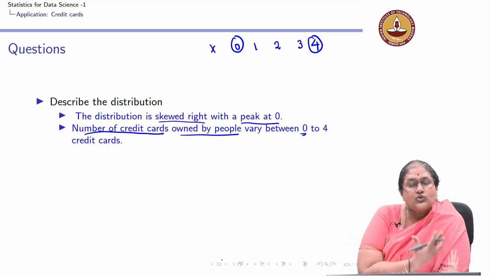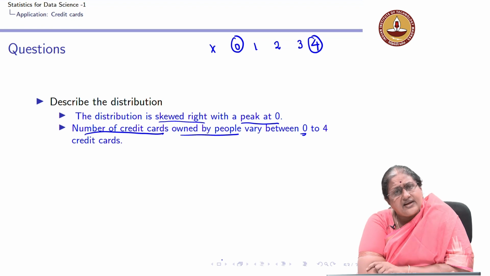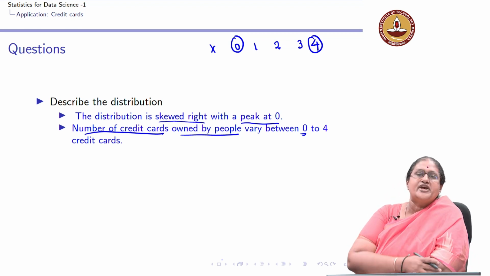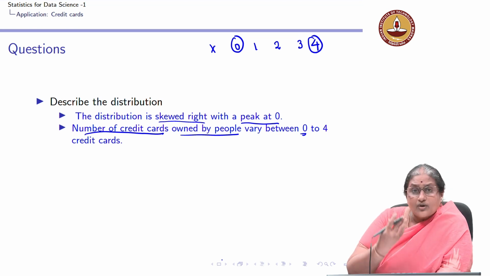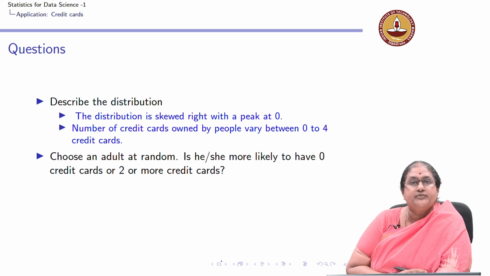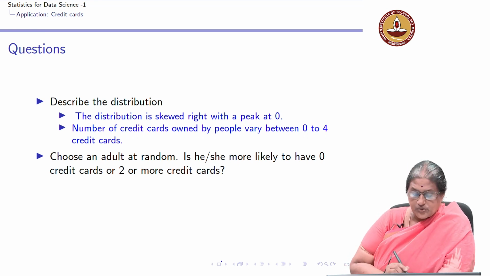So, now let us use this information to answer a few questions, because finally data analysis is about extracting information from the given data. So, how do I use this information? I choose an adult at random. Is he or she more likely to have no credit cards or 2 or more credit cards? Now, how do I answer this question?